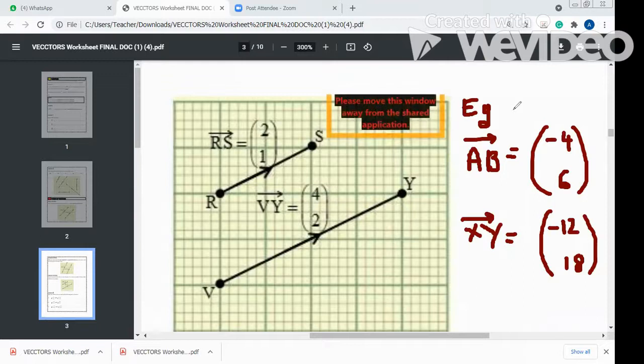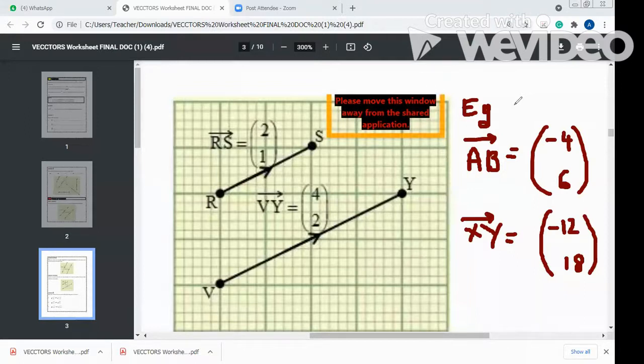Just hold on for a second. John is saying something. Yeah, go ahead, John. The vectors are parallel if they are scalar multiples of one another. So if negative 4 can be multiplied by another number to get negative 12, and the bottom one multiplied by another number gives you 18, then it would be a parallel vector.